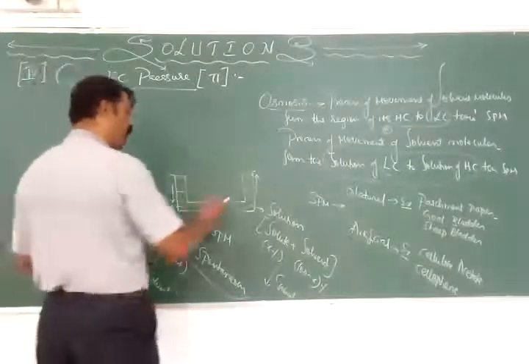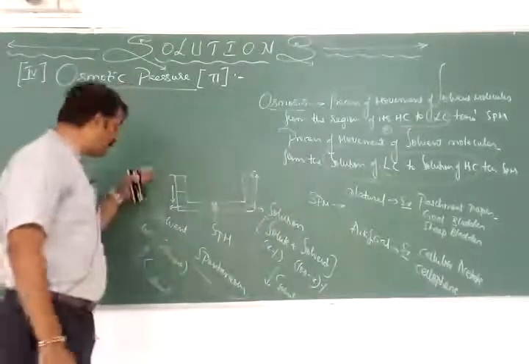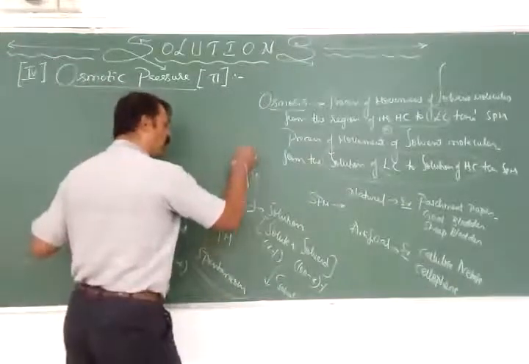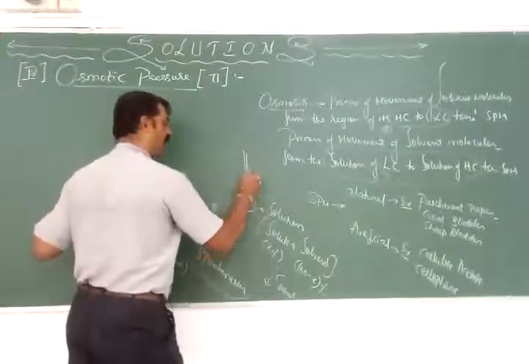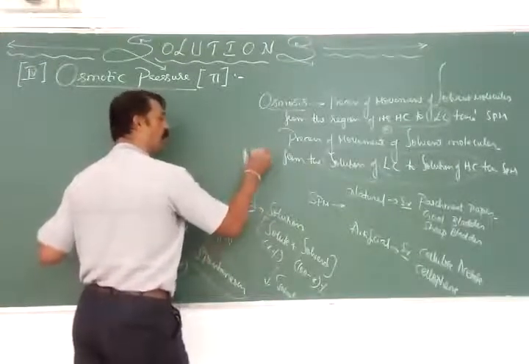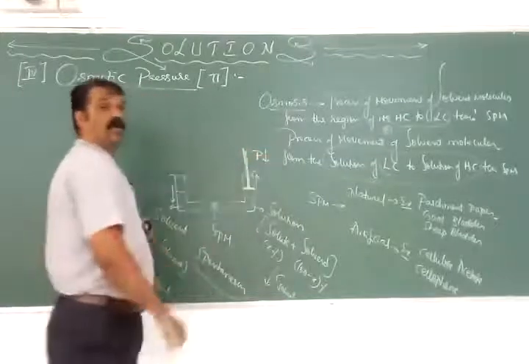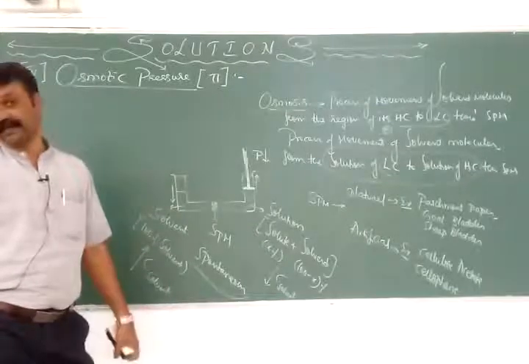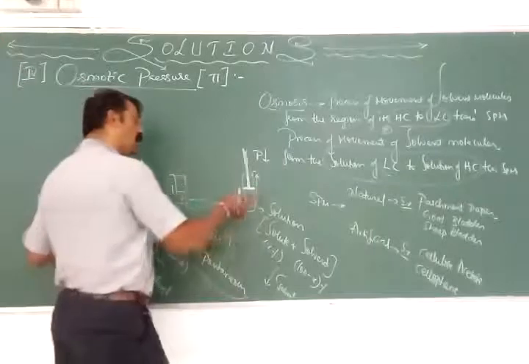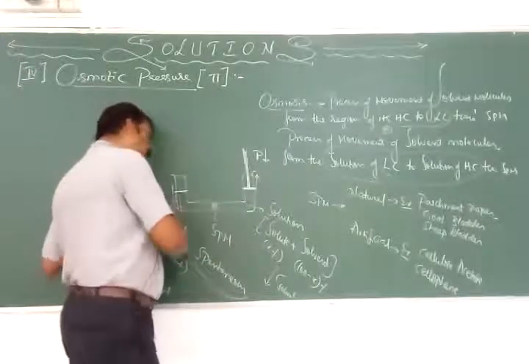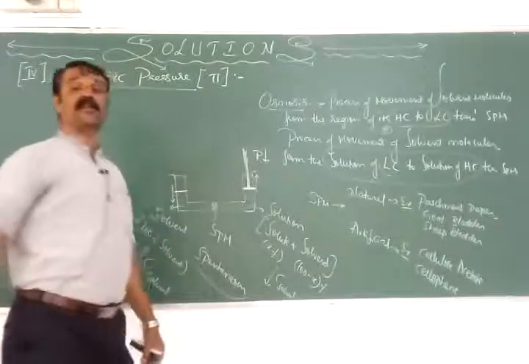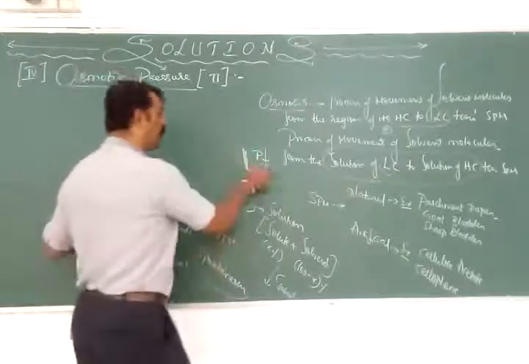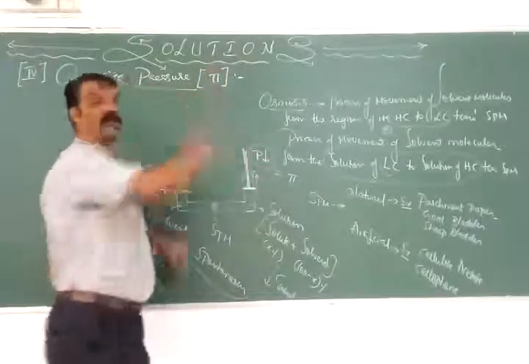Now, as we know, the level with respect to the solution goes on increasing and the level with respect to the solvent goes on decreasing. Suppose I apply pressure, if I apply what? Pressure, with the help of a piston for example, by applying the pressure on the solution side, what happens? The level of both the solvent in the first limb and the solution in the second limb remains constant at some pressure. And that pressure is called osmotic pressure.